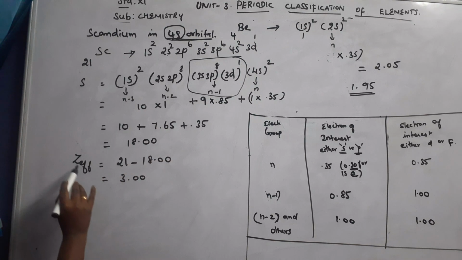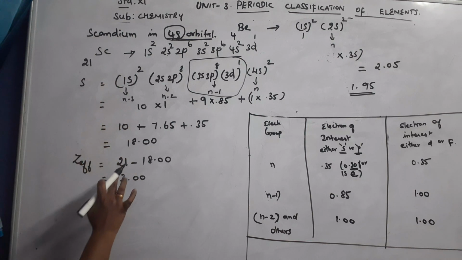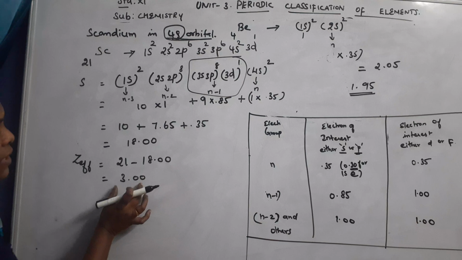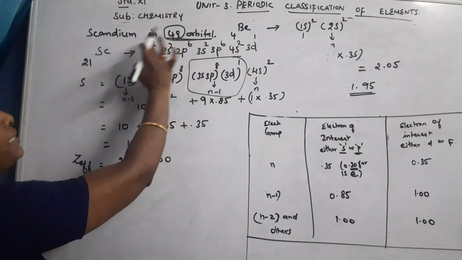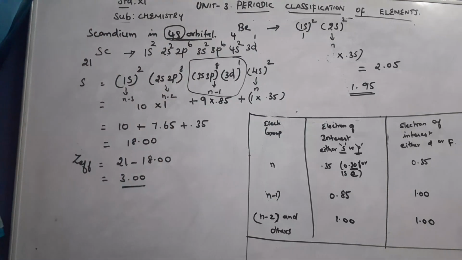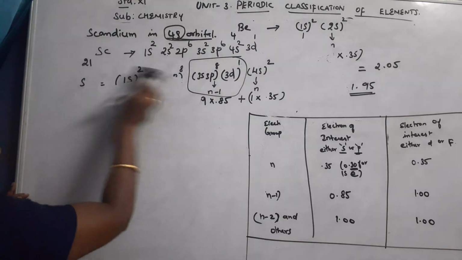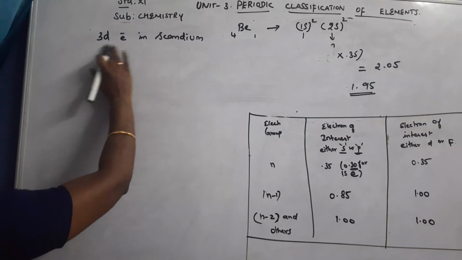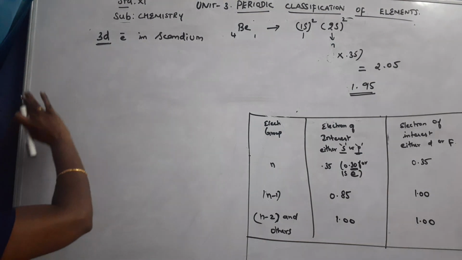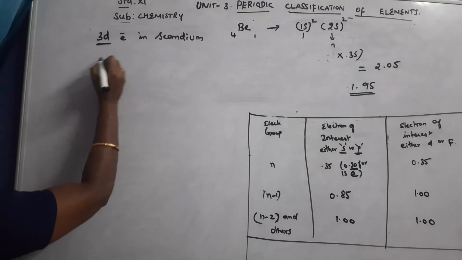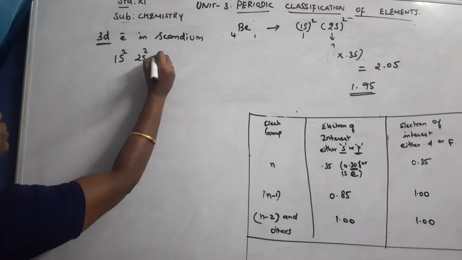Okay, so summing this we get 18. Z effective, that means effective nuclear charge, equals atomic number minus this. What's the atomic number for scandium? 21. So 21 minus 18 gives 3. So this is the effective nuclear charge for an electron of scandium present in the 4s orbital. Okay, now let us calculate for an electron present in the 3d orbital of scandium.